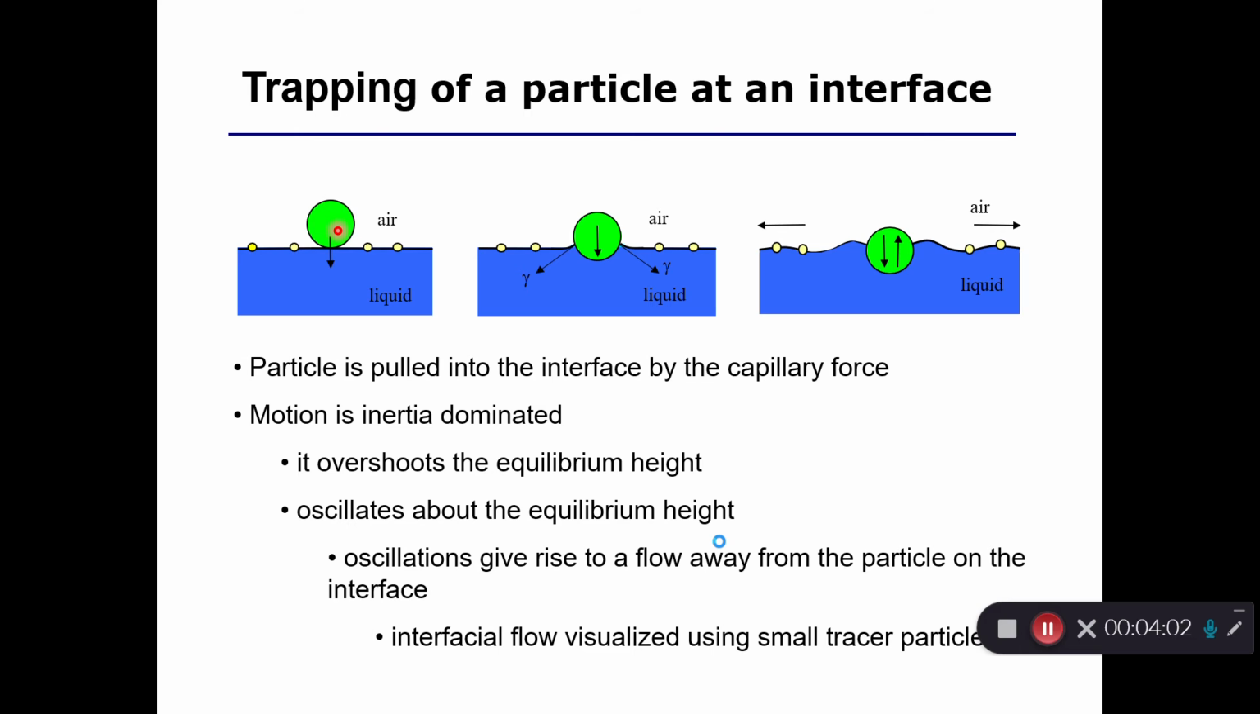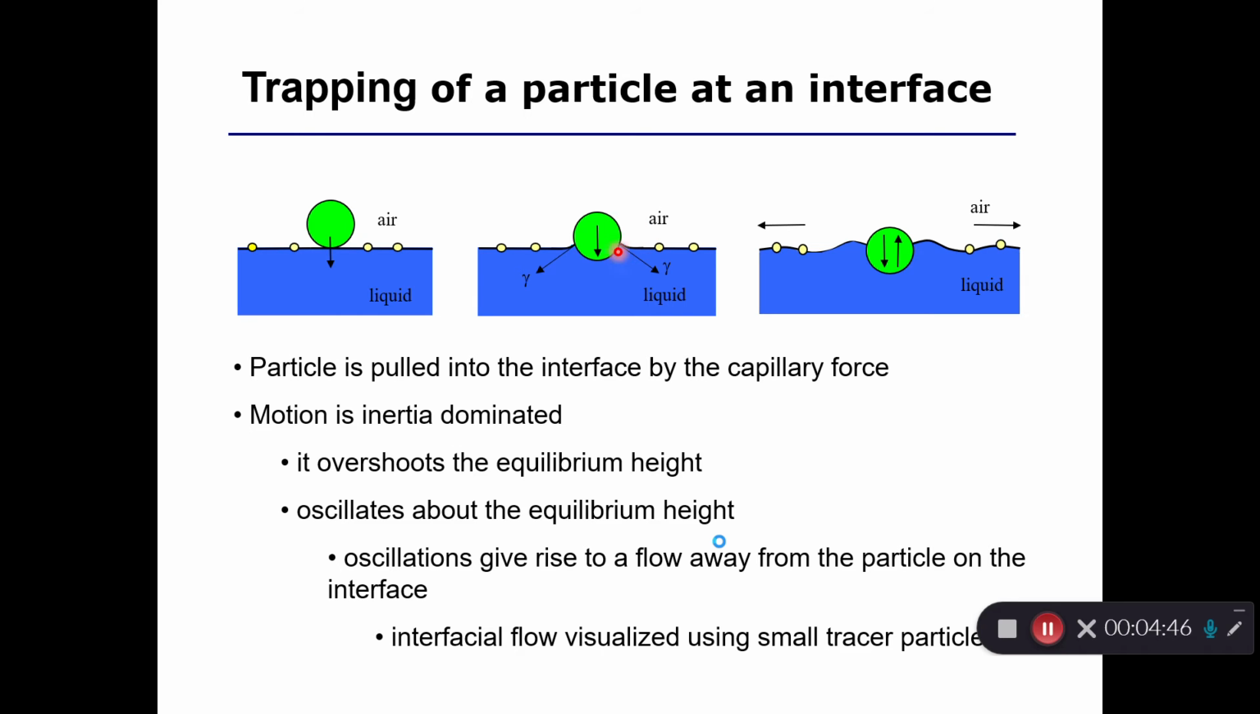So let's consider one particle. When the particle comes in contact with the liquid surface, it is pulled by the capillary force. You can see that the capillary force is acting downward in this configuration, and once it is pulled in and overshoots the equilibrium height, the equilibrium height is nothing but the distance from the center of the particle to the undeformed liquid surface. So if the particle is sitting here, this equilibrium height is going to be equal to the radius.